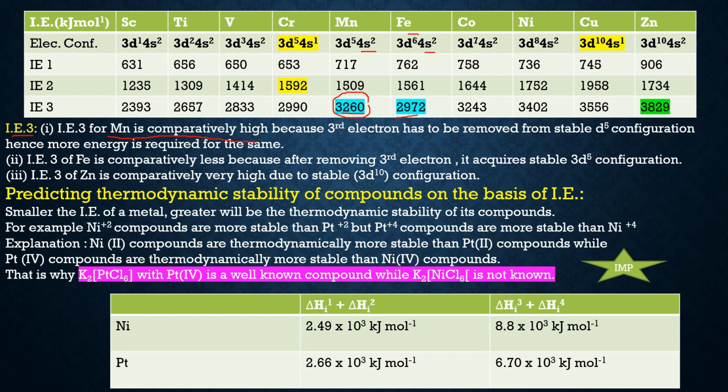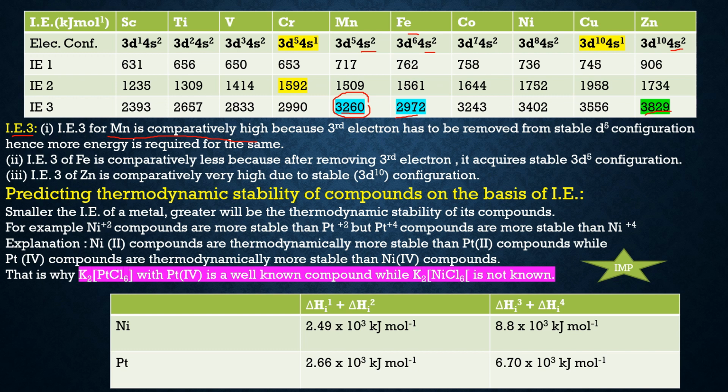Now the second thing is that zinc has comparatively high ionization enthalpy. Now the reason is its stable d10 configuration, all the electrons are paired, hence after removing two electrons from 4s, it has 3d10 configuration, and it is very difficult to remove an electron from the stable d10 configuration.